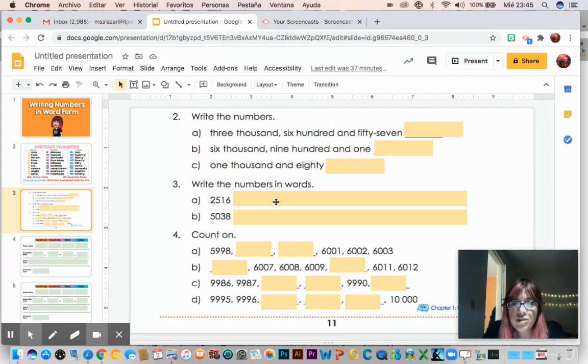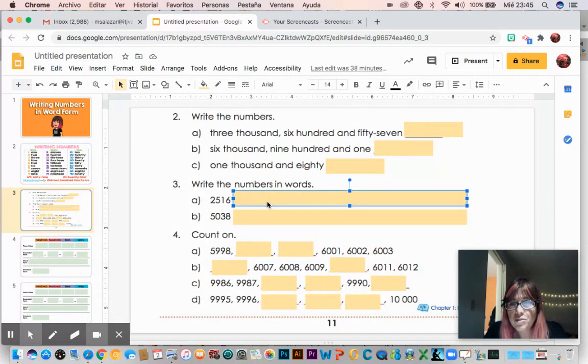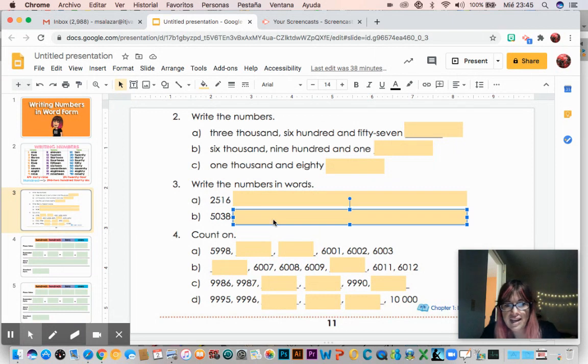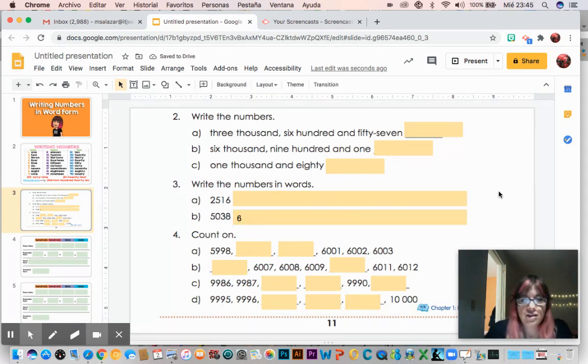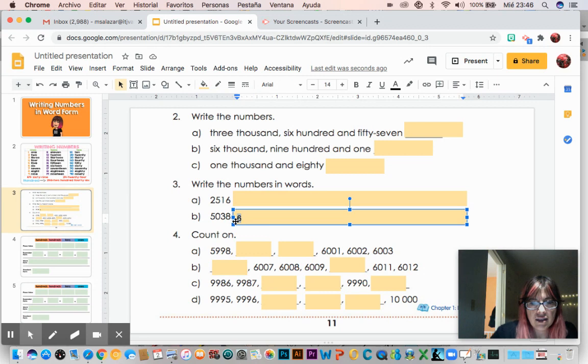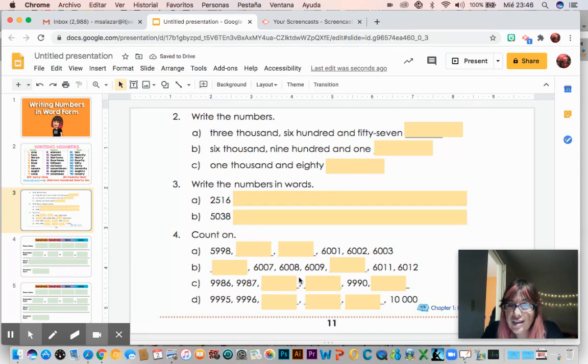Then write the numbers in words. So click here. Don't think, Miss, but I cannot write. Wait, if you just click and begin writing, it starts writing, okay? My computer is starting to get slow. There it is. Okay, so then you do exactly what we did right now. Count on, count up, the next number, one more, okay?